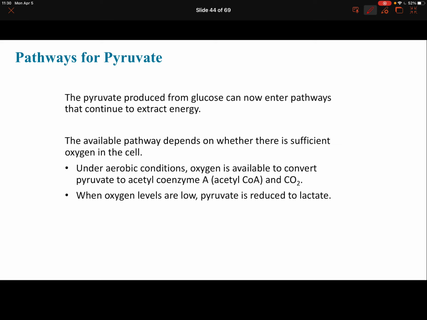So pyruvate. What does pyruvate do? Well, now that pyruvate has been made from glucose, it can enter pathways that will continue to extract energy. We're going to look at what happens in a few scenarios. If the available pathway has oxygen, then we call that aerobic, and oxygen is going to be able to help us convert pyruvate into acetyl coenzyme A, or acetyl CoA, and carbon dioxide.